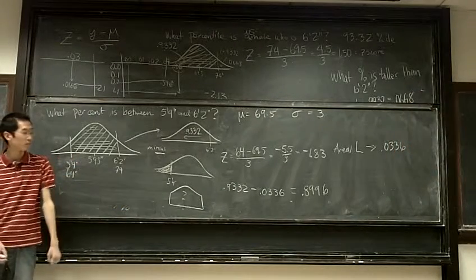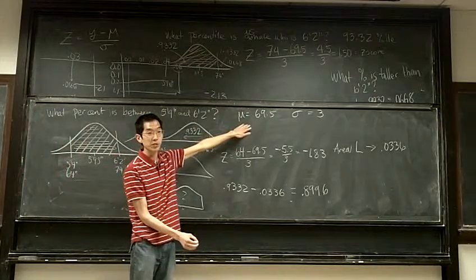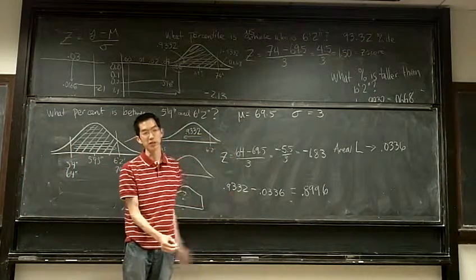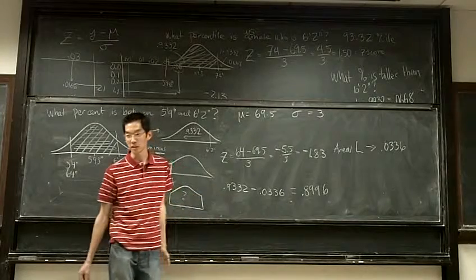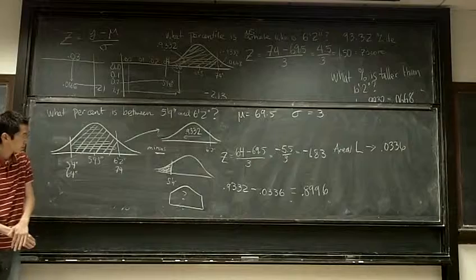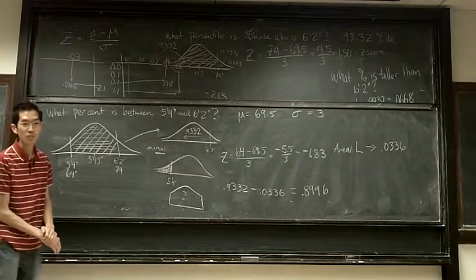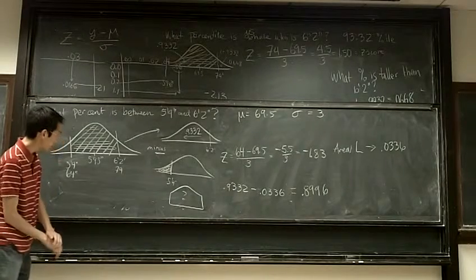How'd you get that mean again? 69.5? That was just given to us in the problem. The mean and the standard deviation are just given to us in the description of the normal model. This only works if it's a normal model. Yes, this only works for normal models.